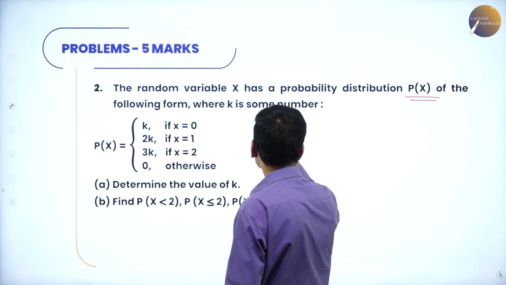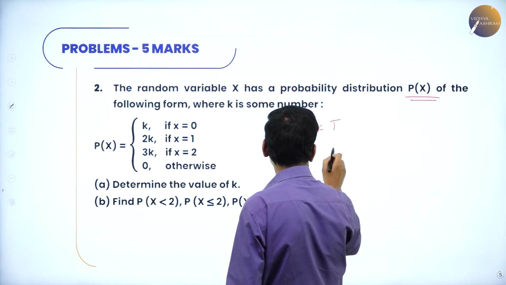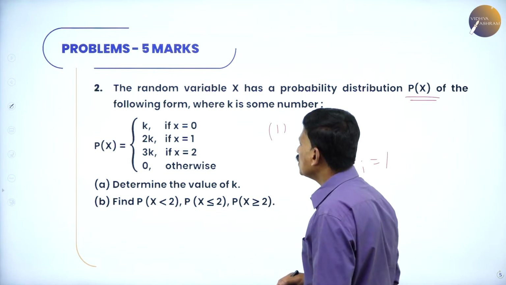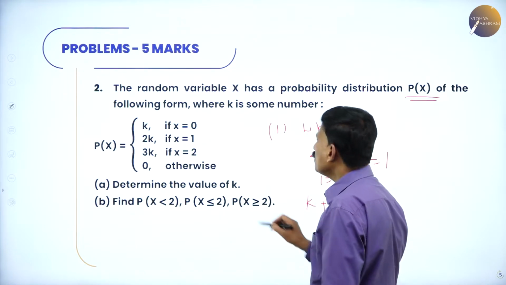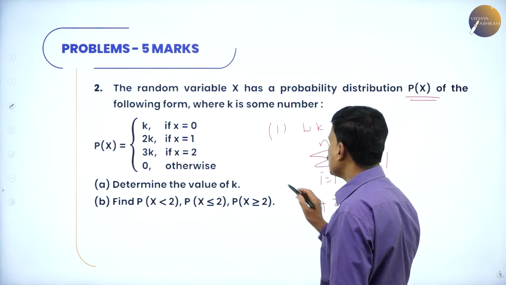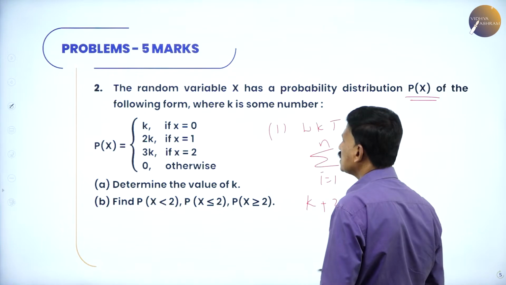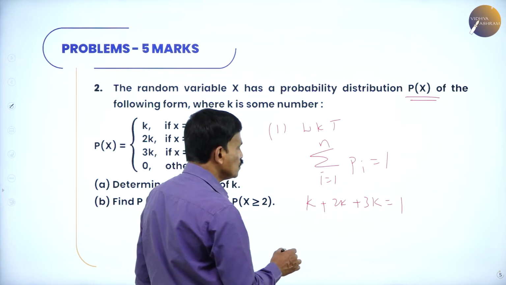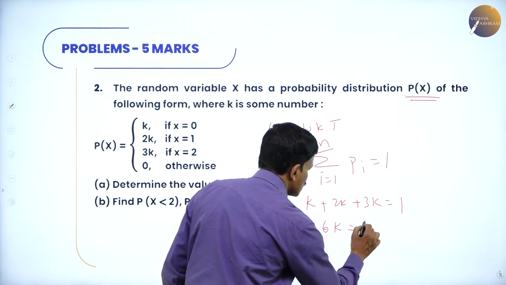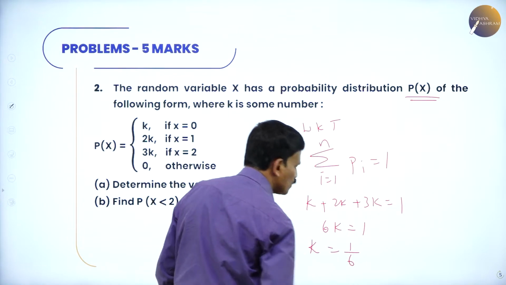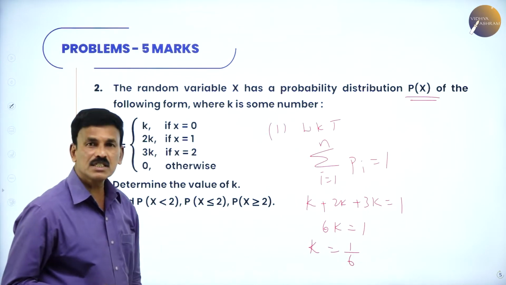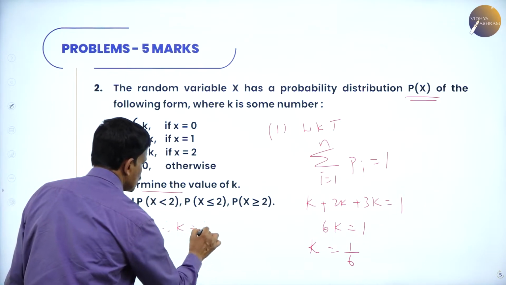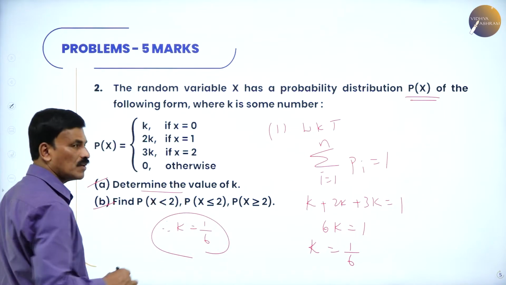Since we know that the sum of p of i, i from 1 to n, is equal to 1, that is k plus 2k plus 3k is equal to 1. So, what is this equal to? 3 plus 2 is 5, plus 1 is 6k. 6k is equal to 1, or k is equal to 1 by 6. Here k is equal to 1 by 6. Now let us come to the first condition.